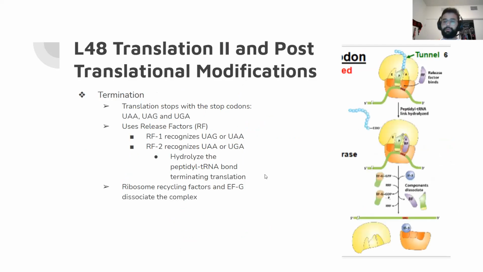So now how do we terminate, right? We keep elongating our peptide bonds using the ribosome. Then translation is going to stop occurring. The three stop codons that we talked about before are UAA, UAG, and UGA. We use two release factors, RF1 and RF2, and they recognize different stop codons, but they practically do the same thing. They hydrolyze the peptidyl-tRNA bond, terminating translation completely. And then the ribosome recycling factor and elongation factor G are going to dissociate the whole complex.